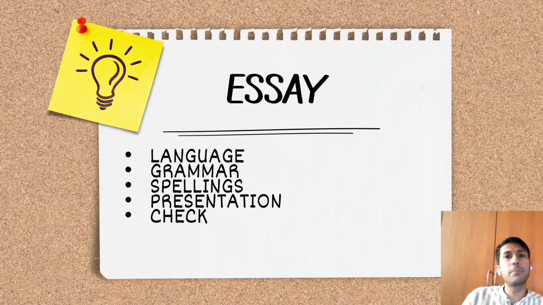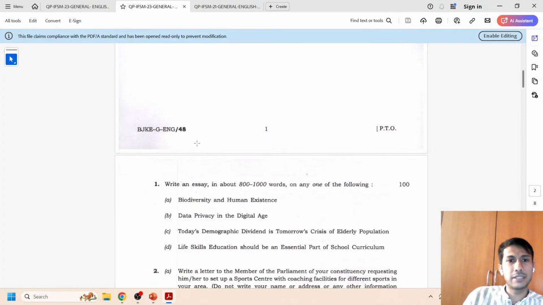Write a simple descriptive hook. If it's about data privacy, write something about data privacy. If it's about demographic dividend and elderly population, give that context. With respect to life skills, give the context. Biodiversity and humans, give the context. No need of creating imaginary anecdotes, impactful anecdotes, or poetry. If you can think of something and write it well, good. You can write it, but write it concisely.